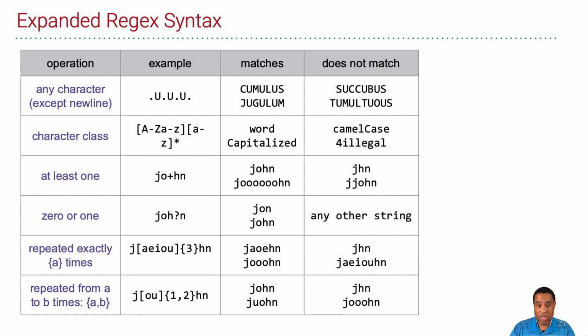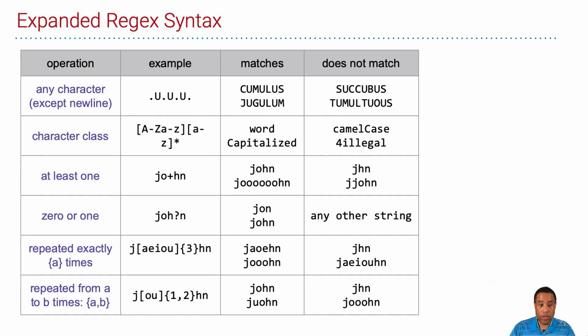So there we picked A, we picked E, and we picked O. It'll match J, triple O, H, N. There we picked O and just repeated it 3 times. But it won't match J, H, N because we need 3 of the characters from that character class. And it won't match J, A, E, I, O, U, H, N because that has 4 of the characters from our character class, not 3.